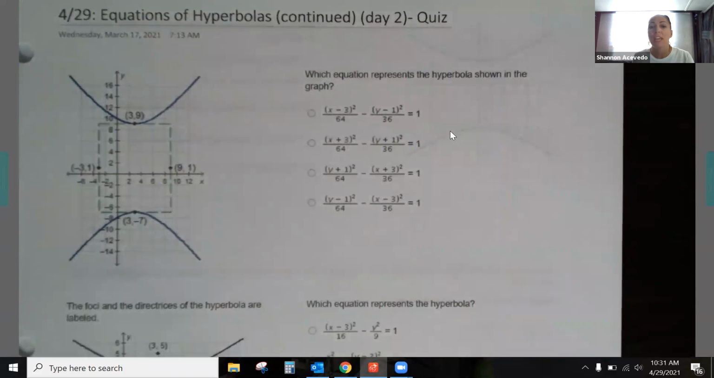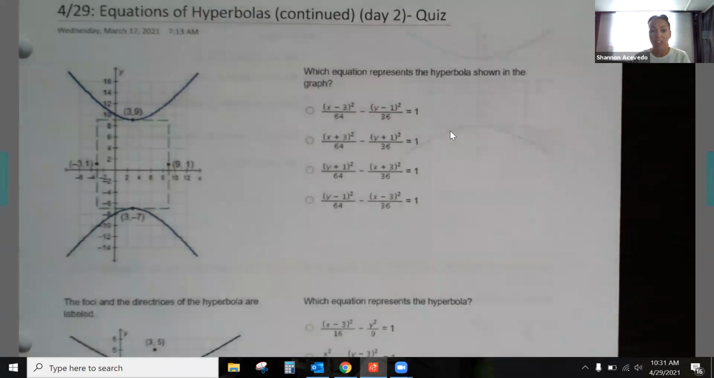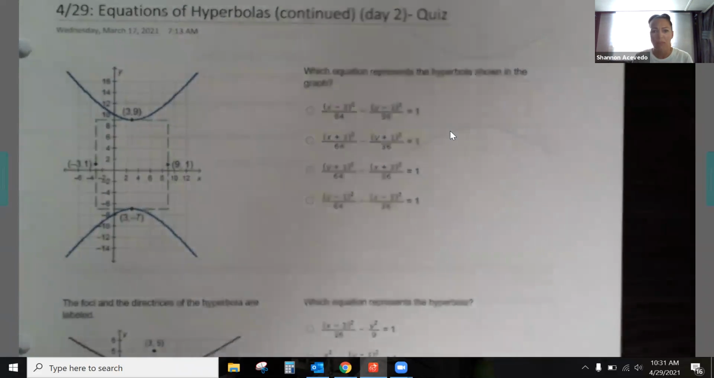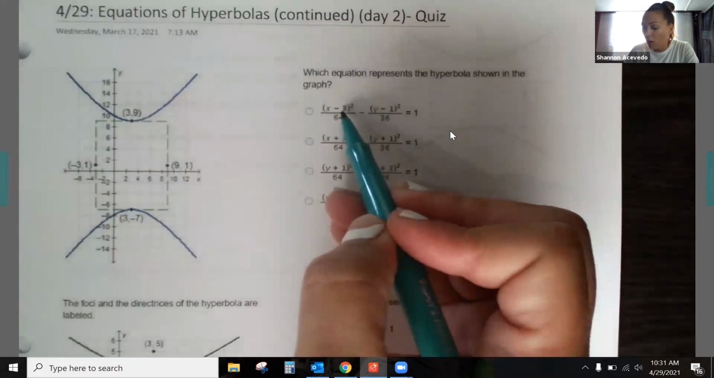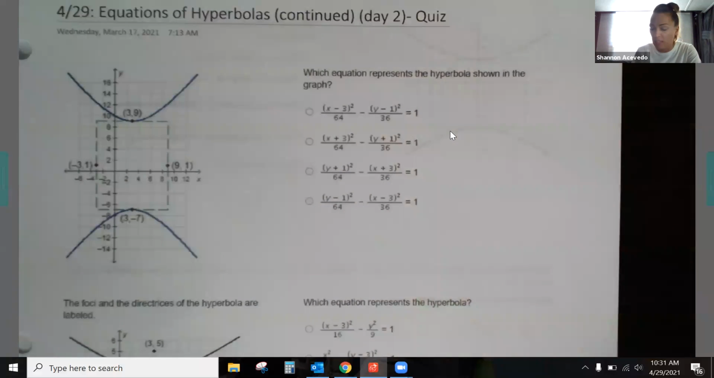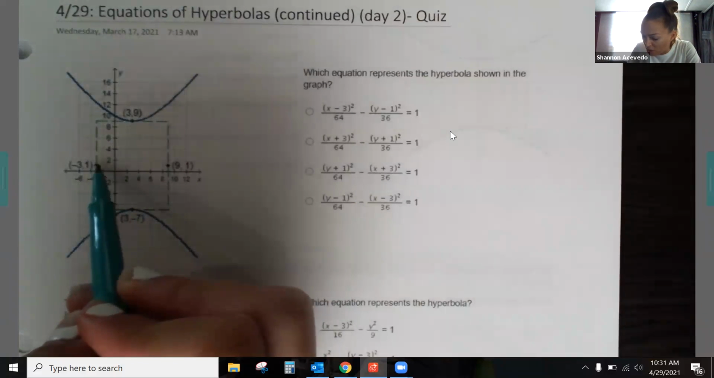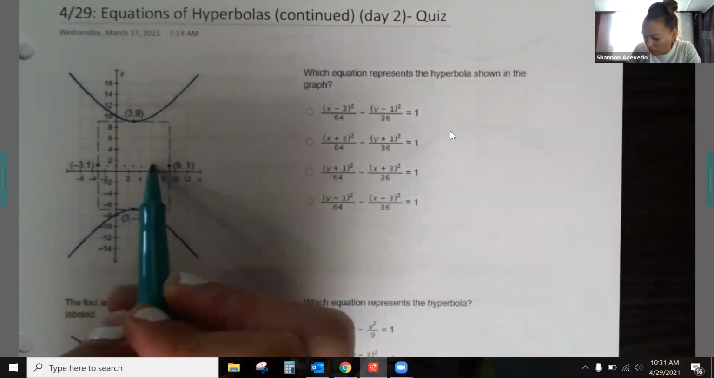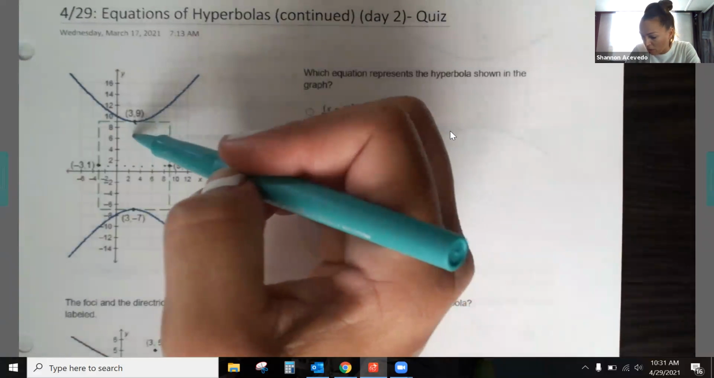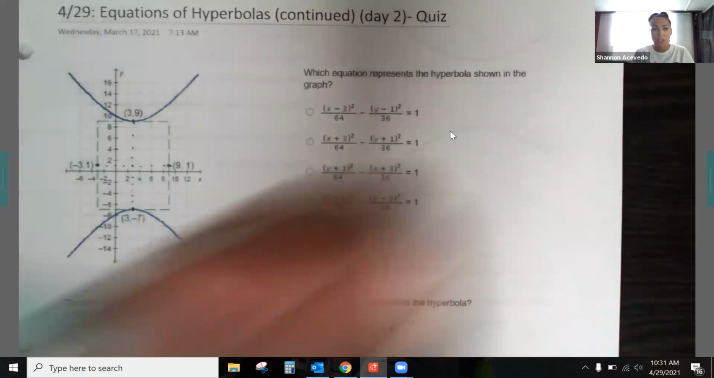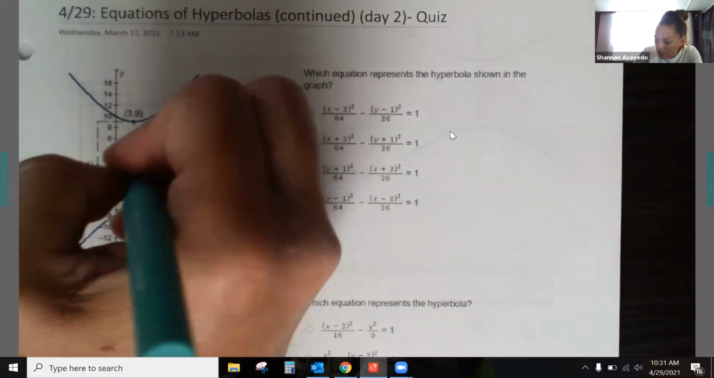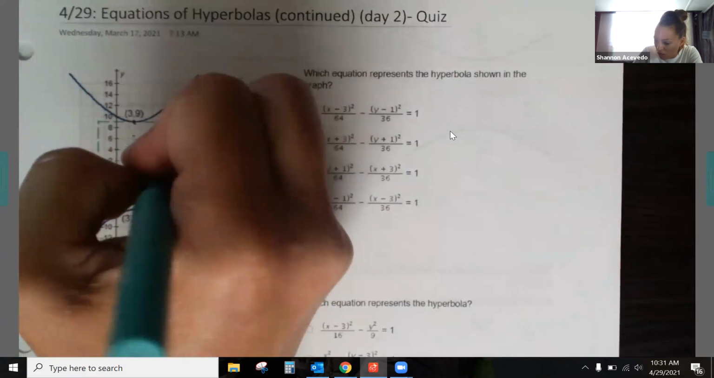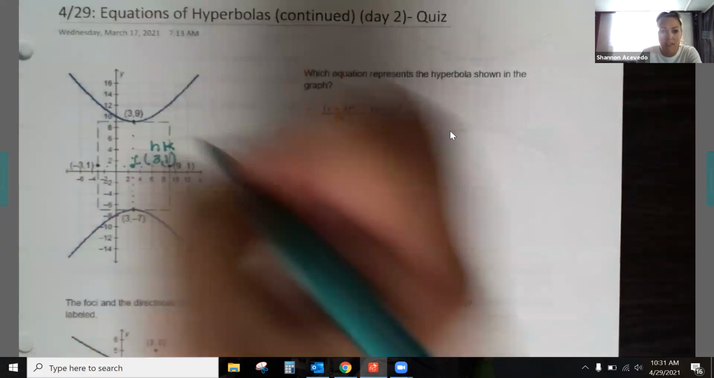Okay, so our first problem says to write the equation for this graph. It's a little blurry, so let me see if I can fix that a little bit. Kind of better, there we go. In order to figure it out, remember these values are our H and K values, which means we need to figure out what the center is. An easy way to find the center is to draw a little line across, and it's going to be where the two meet. So my center is going to be at 3, 1. So there's my H and my K value.